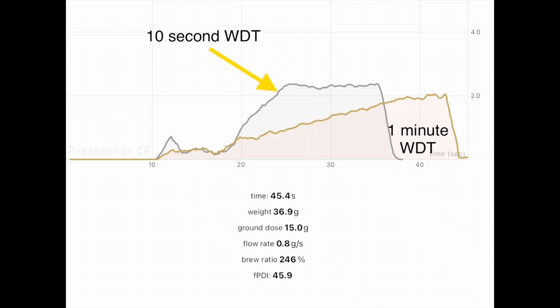So I thought a bit more about it, and then I realized that the study has missed out an important variable, and that is the WDT, the Weiss Distribution Technique. Nowhere in the study do they make any mention of WDT, and we know that WDT can actually have a big impact on extraction times.